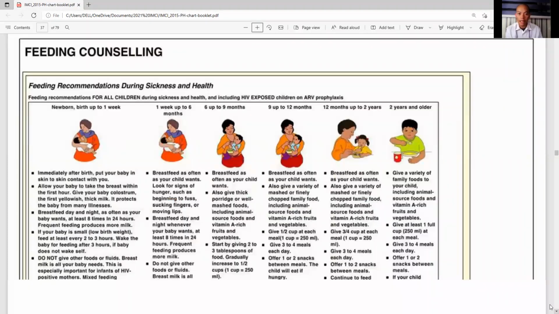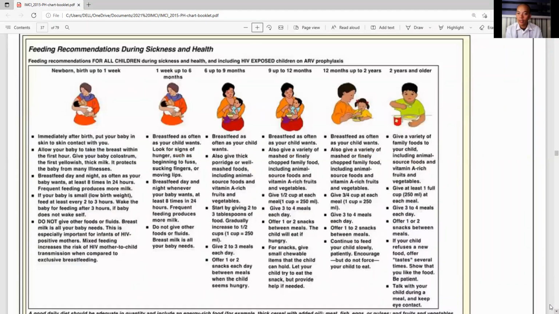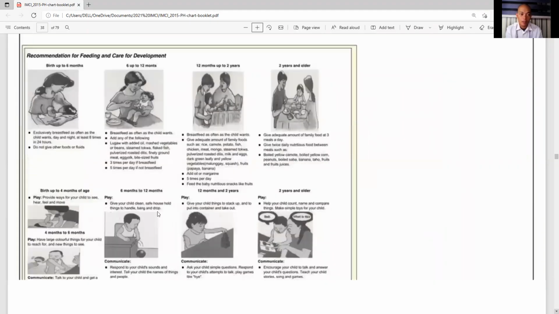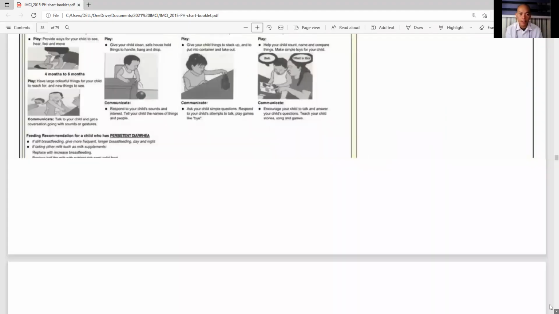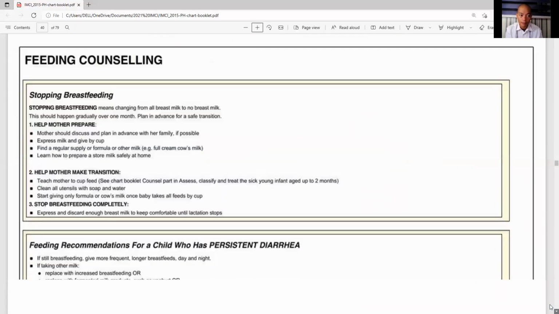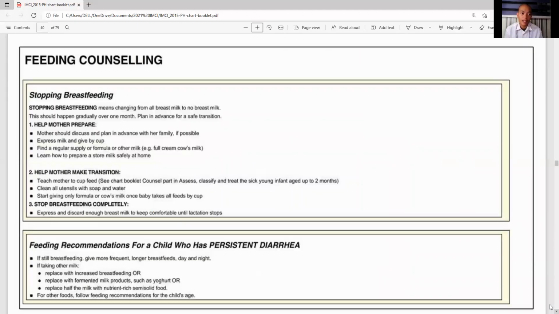Okay, so different educatives. Okay, pag malnourished yung bata, we need to teach the mother. So look, health teaching dun sa mother. Feeding counseling depending on age. Okay, birth up to 6 months, 12 up to 2 years, 2 years and older. Teach. And those are the things we are going to teach. When to stop breastfeeding? Stopping breastfeeding means changing from all breast milk to no breast milk. Okay, so what age is it applicable?